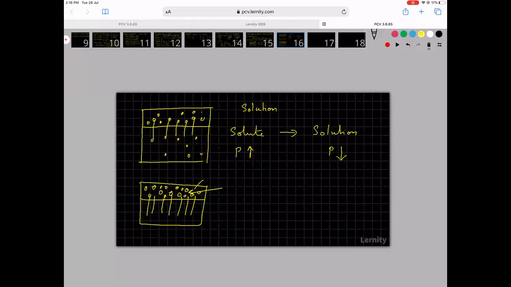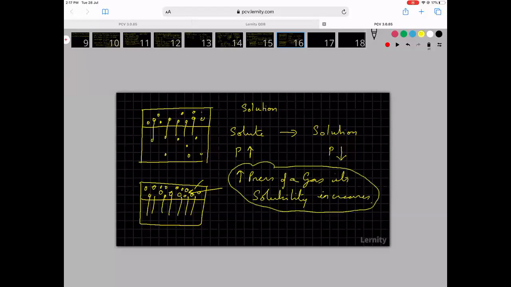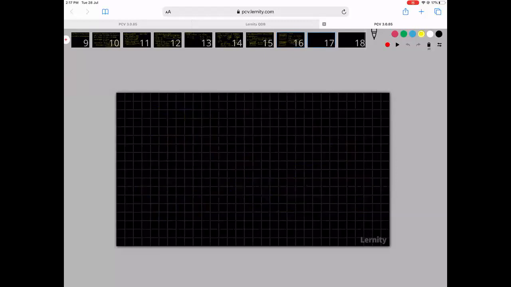So as you increase the pressure of a gas, its solubility increases. Okay, worst case, you can say experimentally observed. Experimentally observed. This is the foundation for what we will call Henry's law.